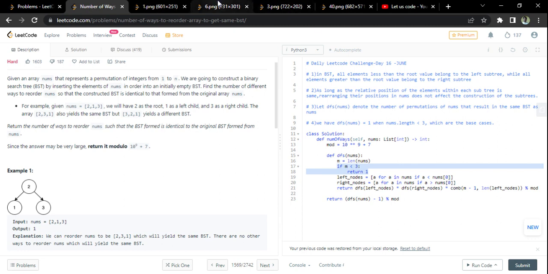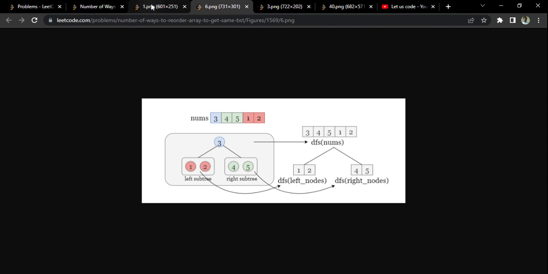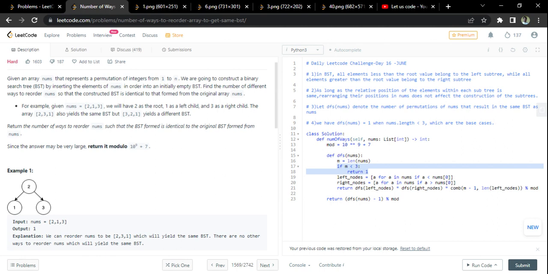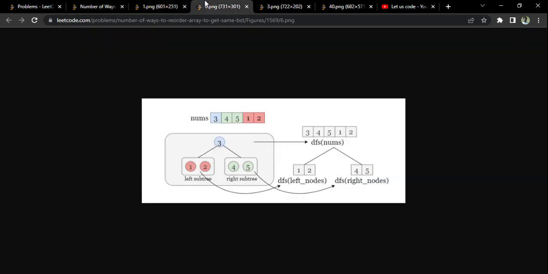Then, as I told you, I will be segregating the nodes into left nodes and right nodes. The nodes which are less than the root will be the smaller element set. The nodes which are greater than the root will be the larger element set. So I'm creating a left node array, which will have all the elements of the given array nums which are less than the first element of nums, which represents the root. So all the elements of nums which are less than 3 will be in the left array.